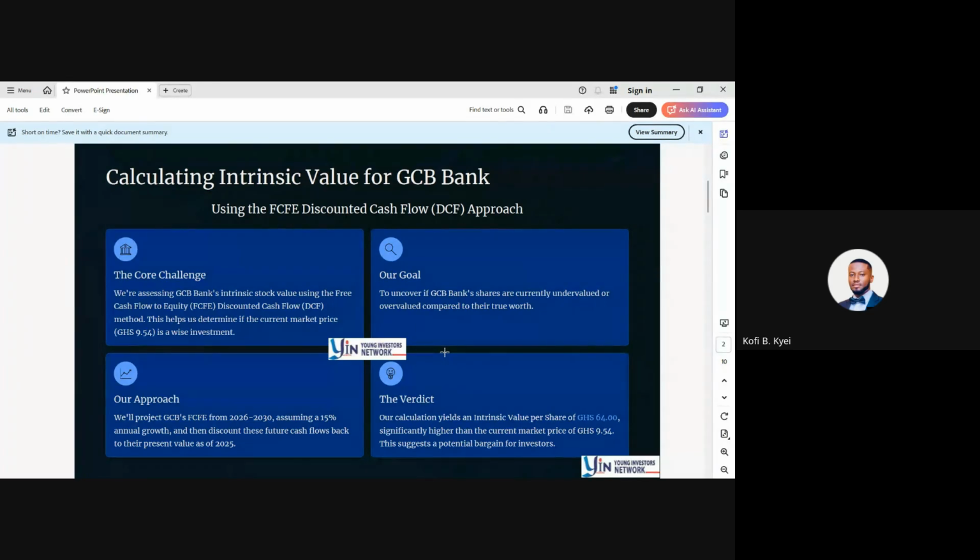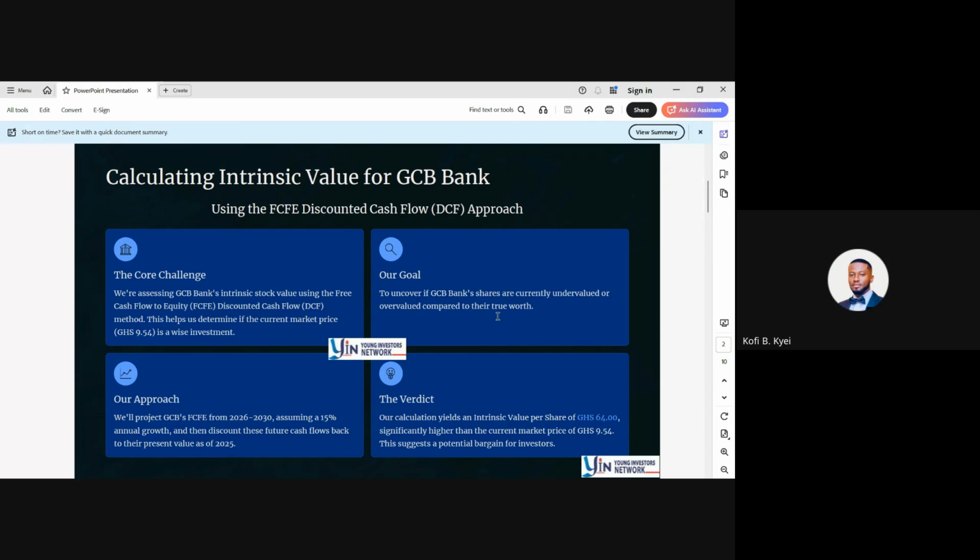So this helps us compare with the current market price, whether it is a good investment or not, whether to buy it at the current price of 9 cedis. Our goal is to uncover if GCB shares are currently undervalued or overvalued compared to their true worth. Okay, so I've explained the approach.